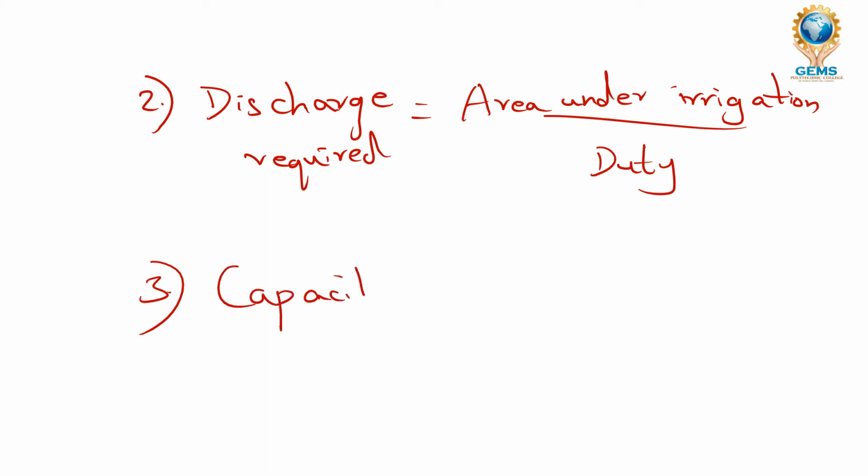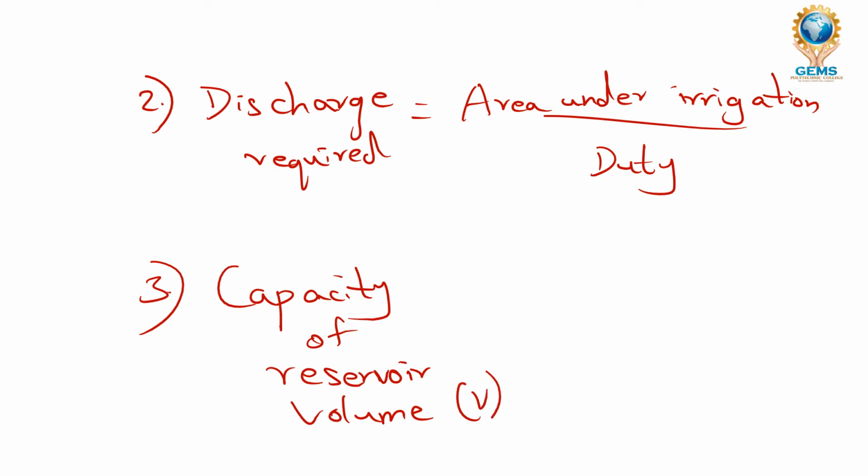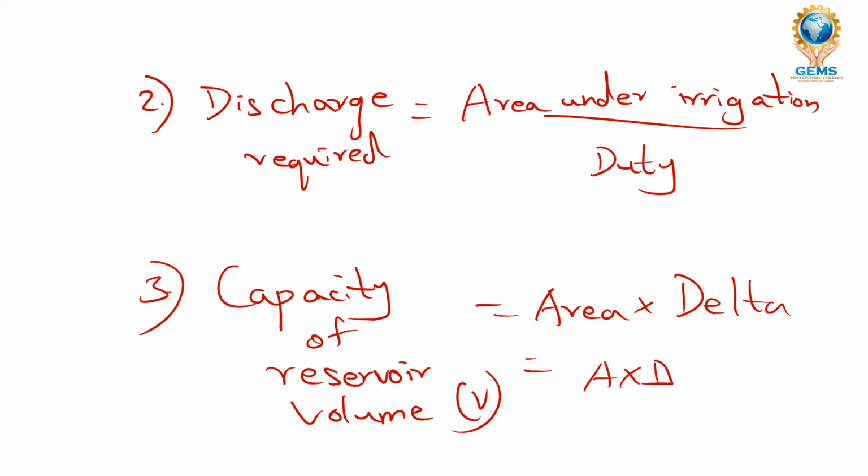Then the capacity of the reservoir, reservoir volume V, which is area into delta, A into delta. Delta is the depth of water required for a particular crop to grow from its sowing period to its ultimate growth. Kindly remember that.